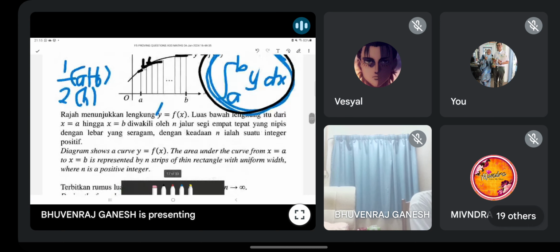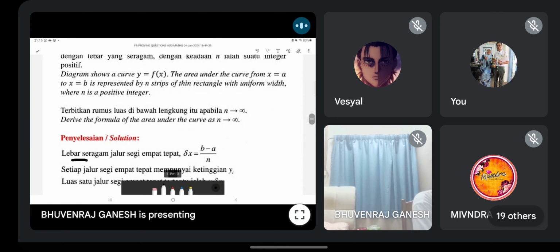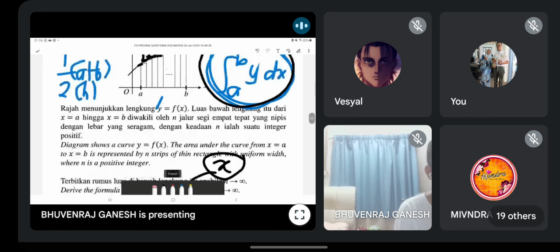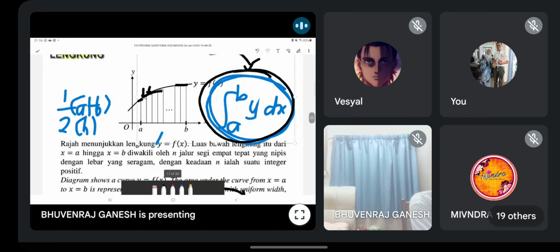So the first thing you all must know is how to get the width of a rectangle. Okay, for the width of the rectangle we use delta x. So guys, I want to ask you all, why don't we use x? Can anyone explain to me? Mengapa yang ni kita guna simbol delta X untuk lebar? Kita tak guna simbol X. Can anyone give me an answer? Why do we never use X?